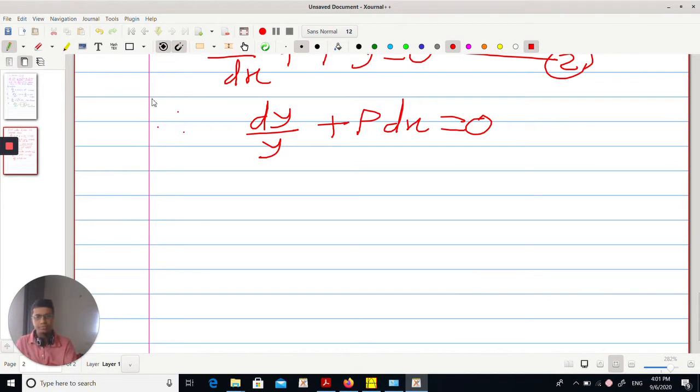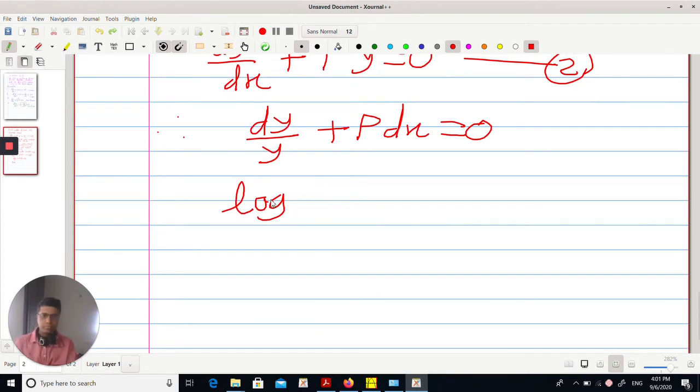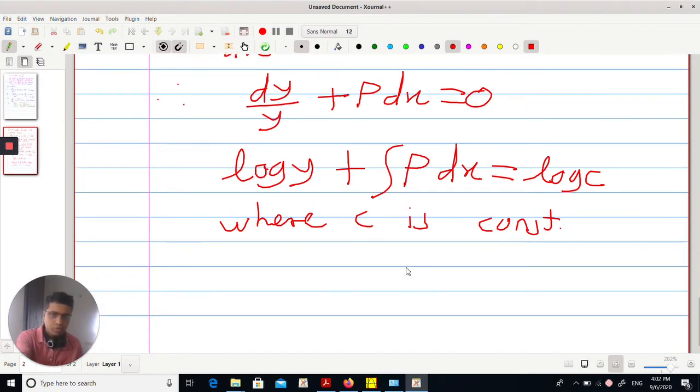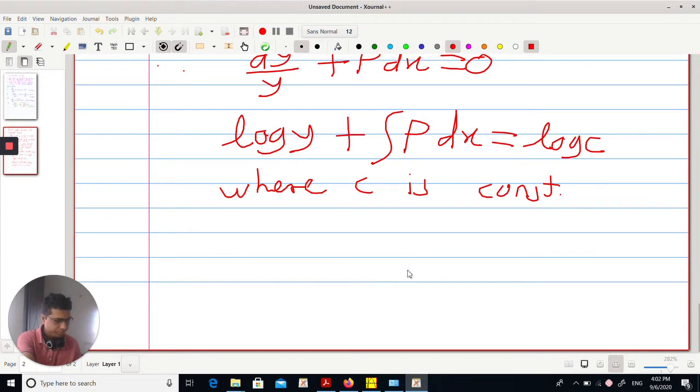So integrating, we get integration of dy upon y is log of y, plus p is an unknown function of x, so we simply write integral p dx, equal to a constant of integration. We may write c or log of c. For simplicity, we write log of c, where c is a constant of integration. Now we want to obtain the value of y from this equation.